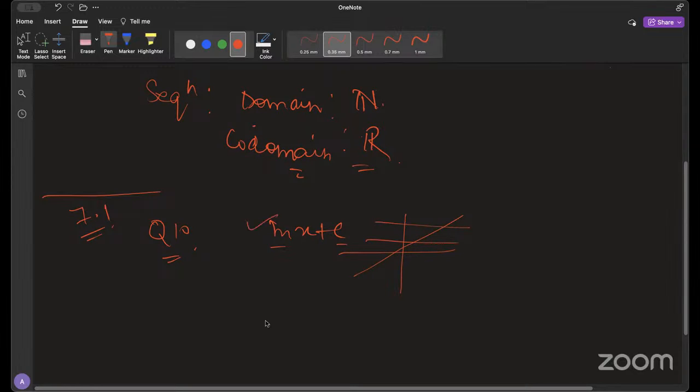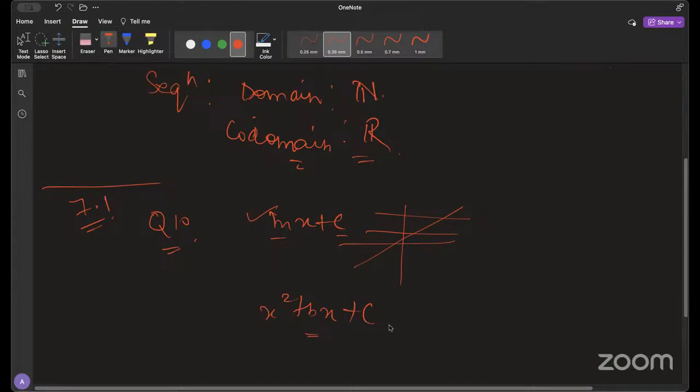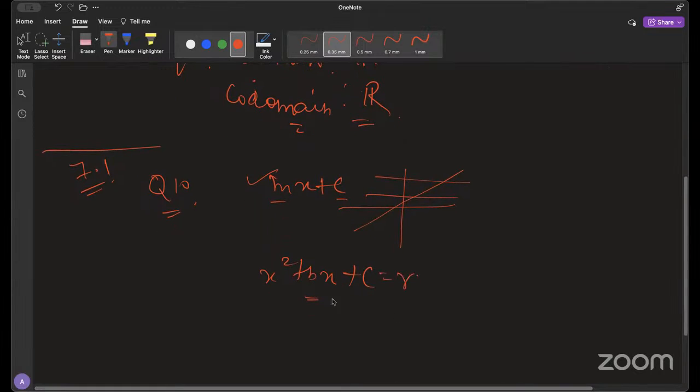And then the second option is x squared plus bx plus c is an onto function. What you do here is take any real number r and try to see if there is a real solution to this equation for every real number r, then it's an onto function. Otherwise, it's not an onto function. So you can check it. There are real numbers r such that this equation does not have a real solution. That is why it's not an onto function. The second option is incorrect.